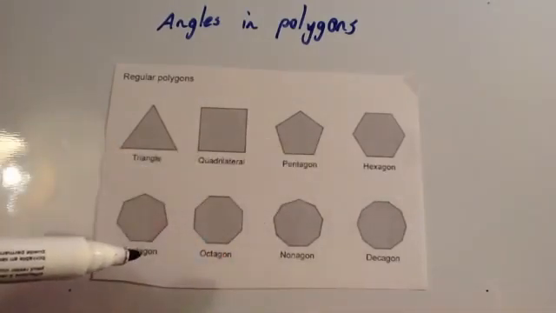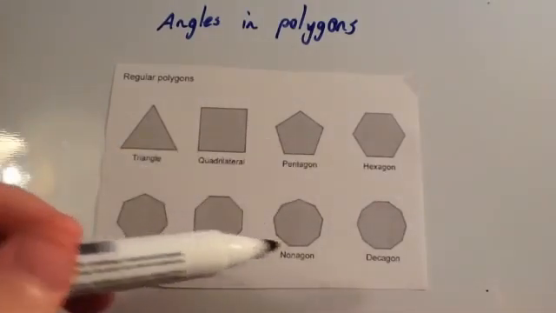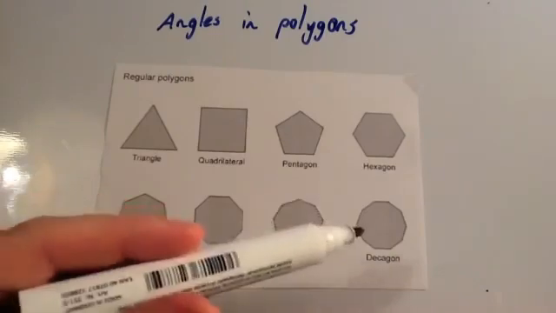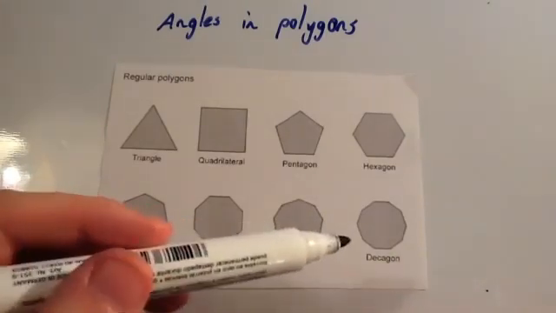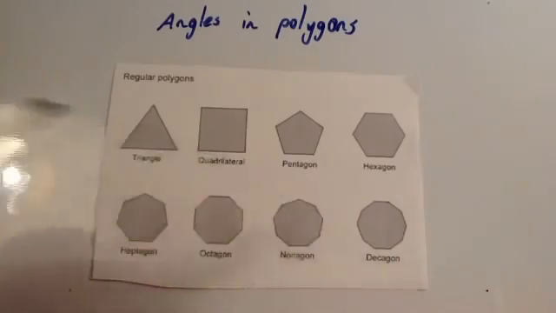Regular heptagon, 7 sides. Regular octagon, 8 sides. Regular nonagon, 9 sides, and a regular decagon, 10 sides.